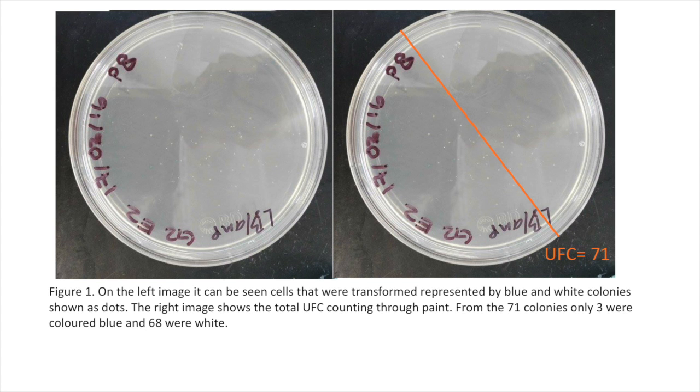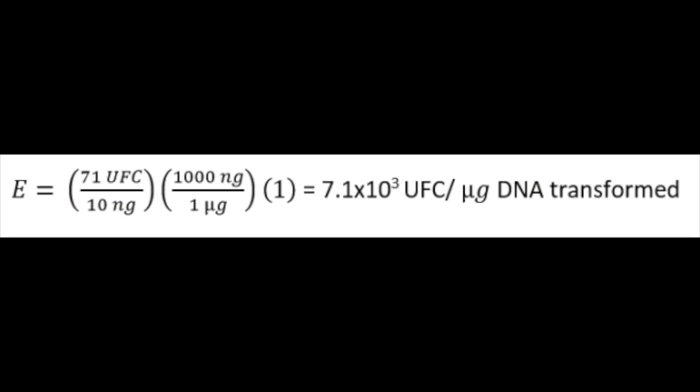There was no growth in the petri dish. However, a plate from another team where colonies grew successfully was used. In Figure 1, the left image shows cells that were transformed, represented by blue and white colonies shown as dots. The right image shows the total CFU counting through Paint. Of the 71 colonies, only 3 were blue and 68 were white. The efficiency was calculated as shown on the screen.